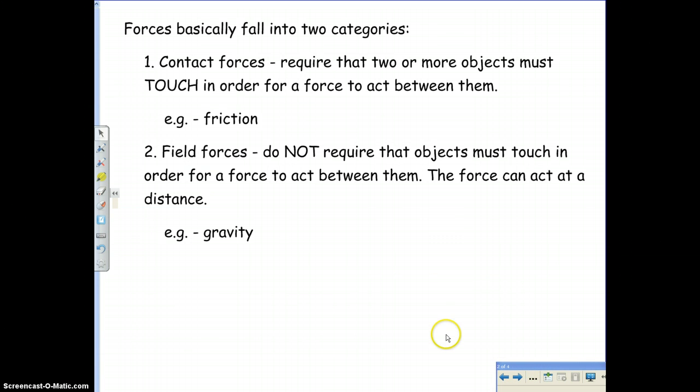All right. So forces basically fall into two categories. Contact forces are things that you have to touch in order for the force to act between them. Friction is a really good example. If you rub your hands together, you can tell that there's friction, and so those have to be touching. Other forces are what we call field forces. They don't require that objects touch. A good example of this would be gravity. You can be affected by gravity if you were floating in deep space. You're not really touching anything, the force of gravity could still act on you.